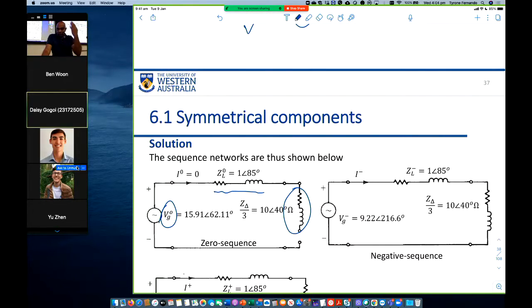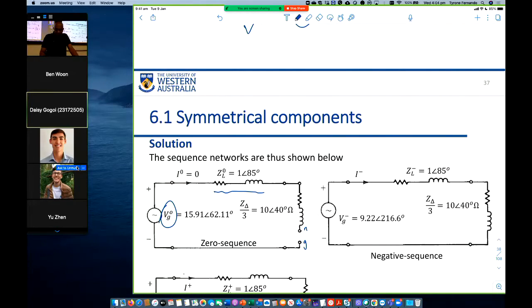This second example is linked to the first example. It's talking about the same load. But the load is not connected to ground. So this is the neutral, this is the ground. Load is not connected to the ground. So there is an open circuit there.